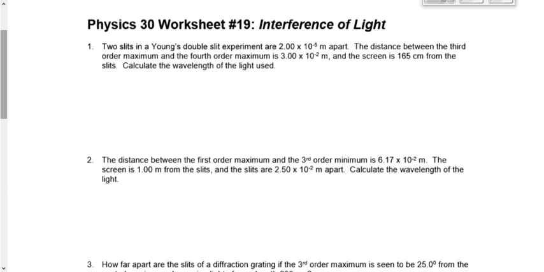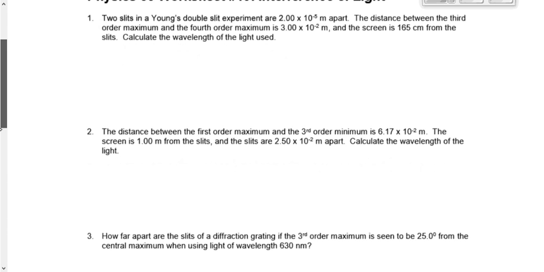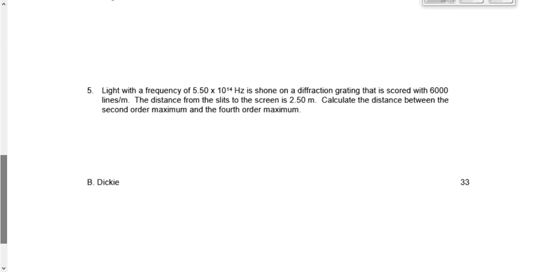I'll take a look at worksheet number 19 now. Questions 5 to 7 that you had for homework over the long weekend. Question number 5 says, we have light with a frequency, not a wavelength, a frequency of 5.5 times 10 to the 14 hertz is shone on a diffraction grating that's scored with 6,000 lines per meter. We talked about this on Thursday.